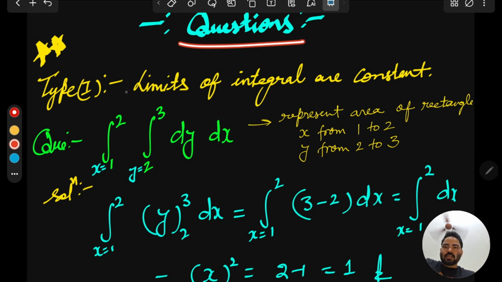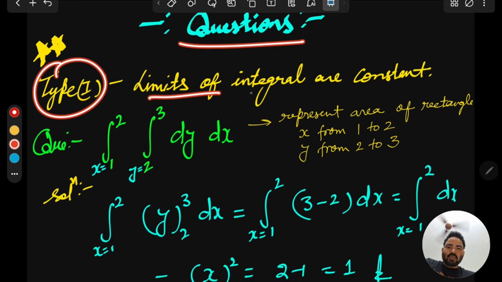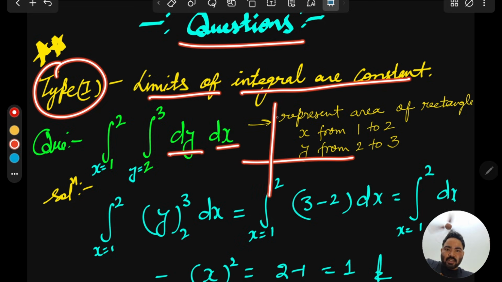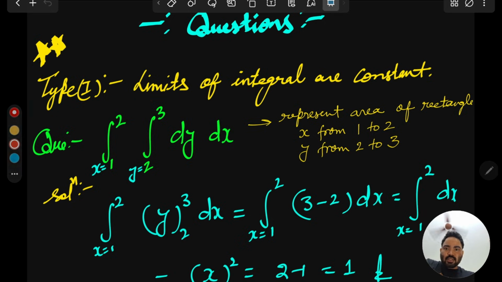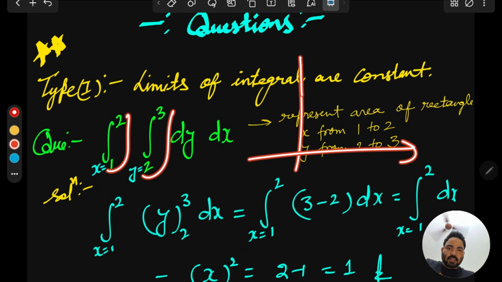So this is the question we are now going to solve, and this is the type 1 double integral where the limits are constant. If the limits are constant, then it's not necessary to check what the limit of y or the limit of x is. Here you can see x is moving from 1 to 2 and y is moving from 2 to 3. If you have the x axis and y axis, then x is moving from 1 to 2, somewhere here, and y is moving from 2 to 3.